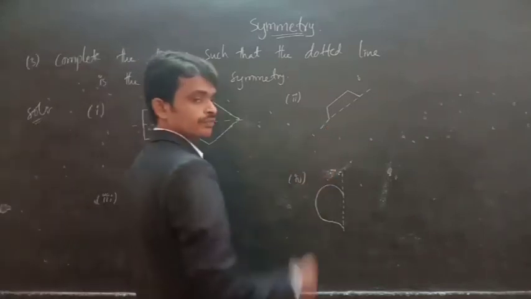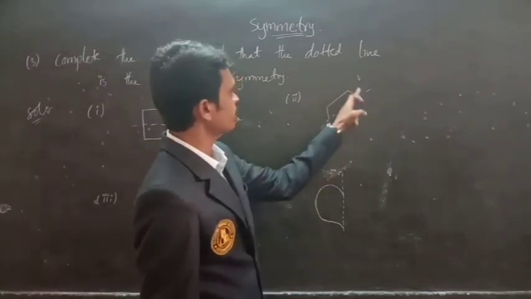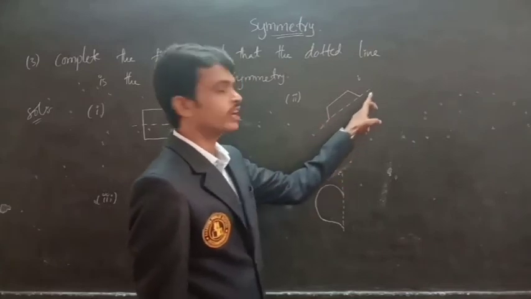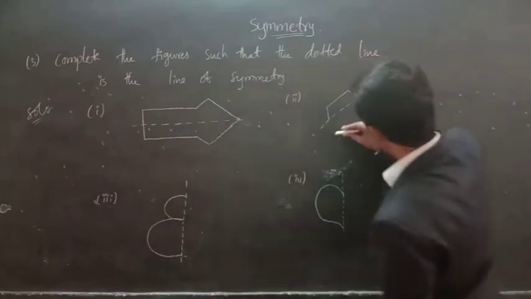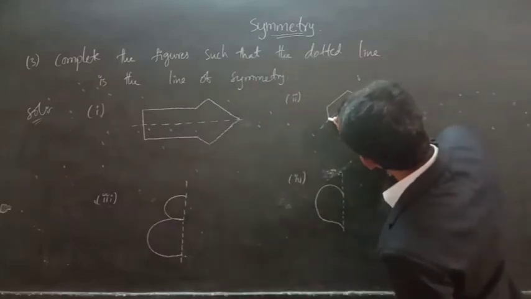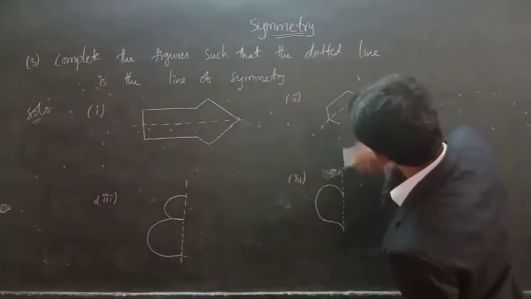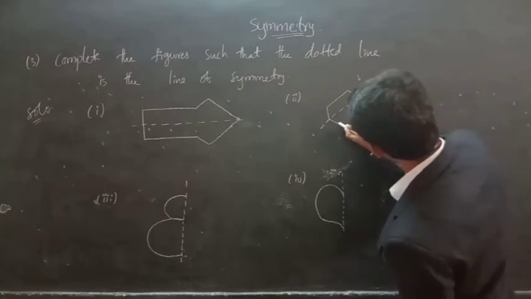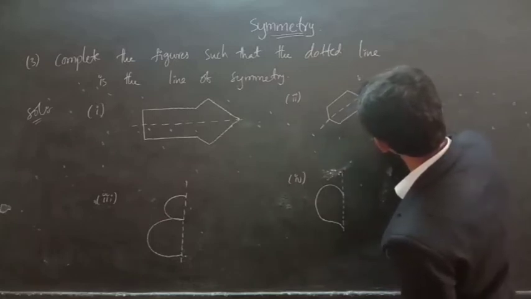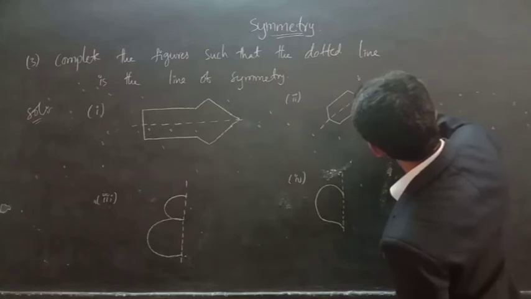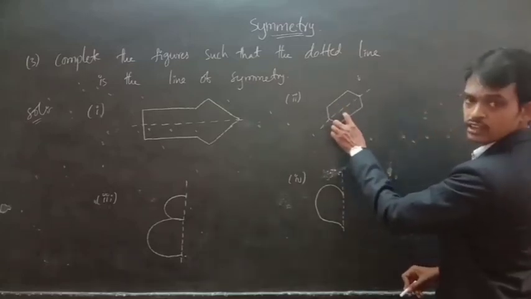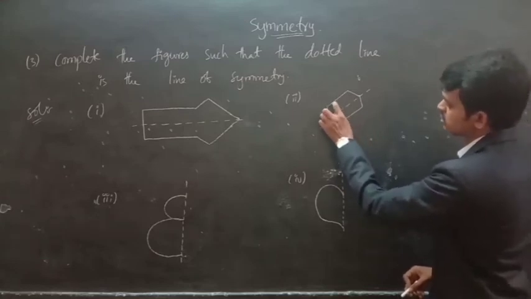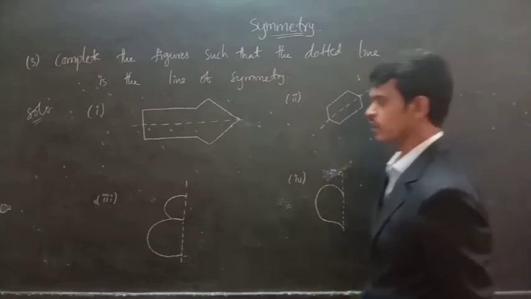Now look at here. This is also half of the part given, and this dotted line is a line of symmetry, and the remaining part we should draw. So like this. It is somewhat slant, then straight, then slant. Now look at this. These two shapes coincide with each other. Then it is a symmetrical figure.